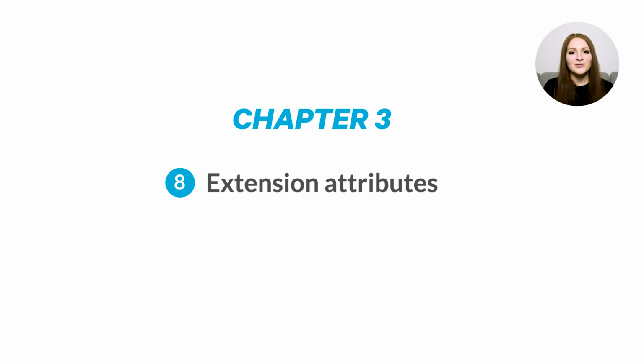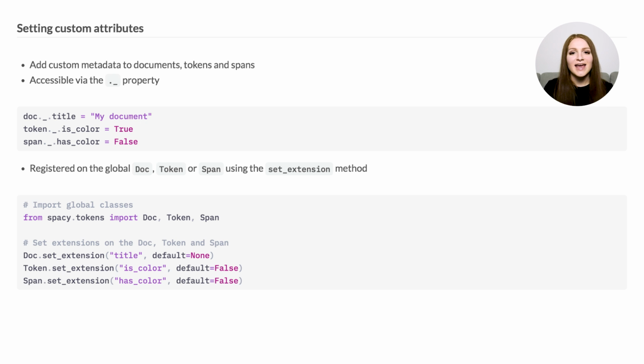In this lesson, you'll learn how to add custom attributes to the doc, token, and span objects to store custom data. Custom attributes let you add any metadata to docs, tokens, and spans. The data can be added once or it can be computed dynamically. Custom attributes are available via the ._ property. This makes it clear that they were added by the user and not built into spaCy, like token.text.